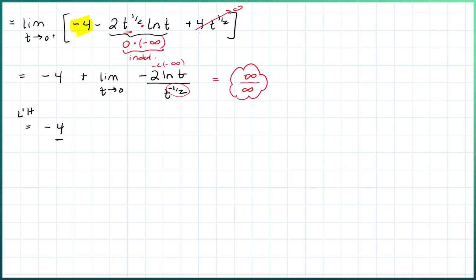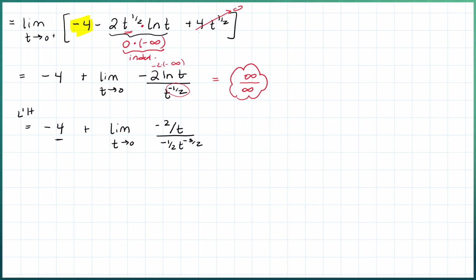Now, don't forget, I still have this constant. It's just kind of floating out there in front for now. But I have that constant minus 4. We're still taking the limit, but now we're applying L'Hopital's rule. So I'm going to take the derivative of the top. So I get minus 2 over t, minus 2 times 1 over t. And when I take the derivative in the bottom, I'm going to get minus 1/2 t to the minus 3/2.